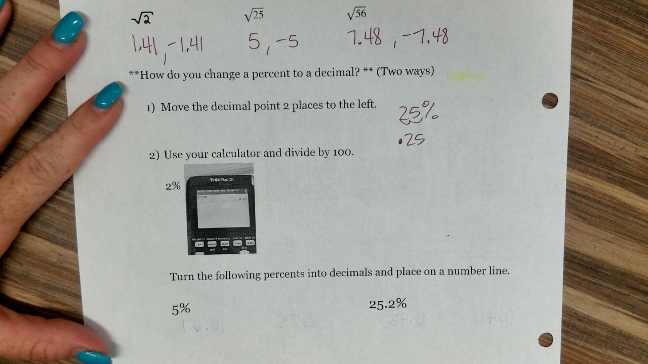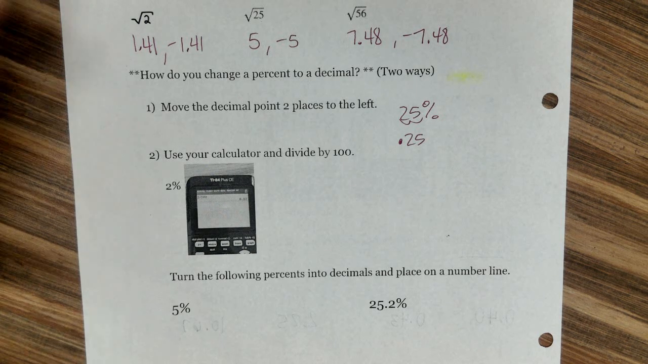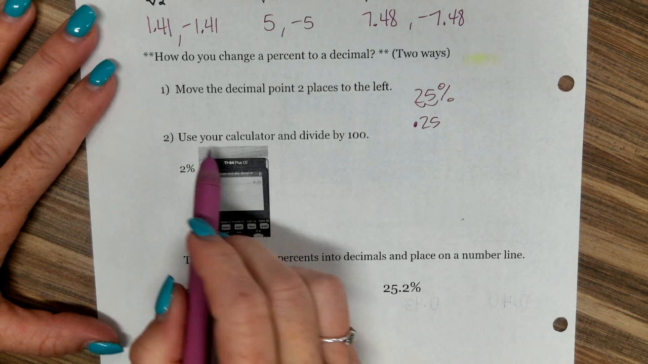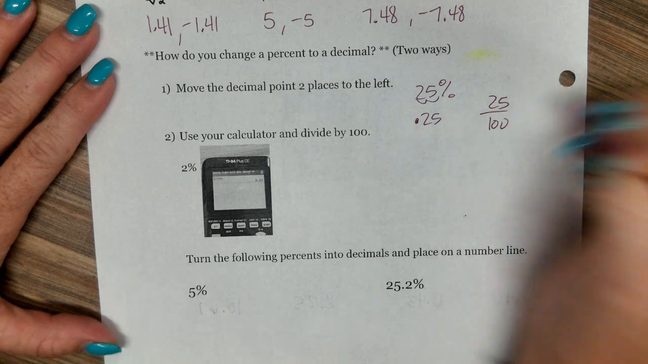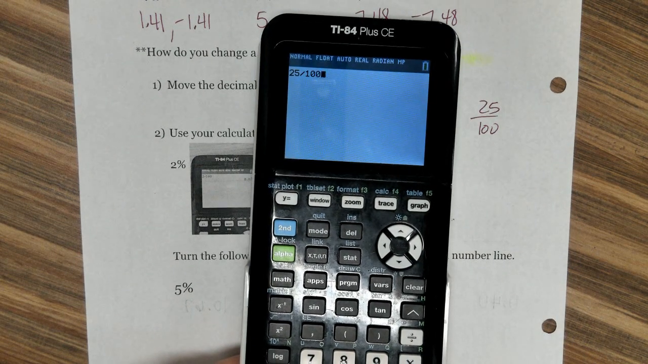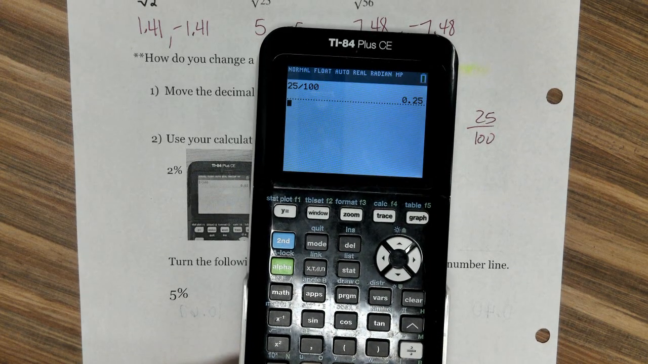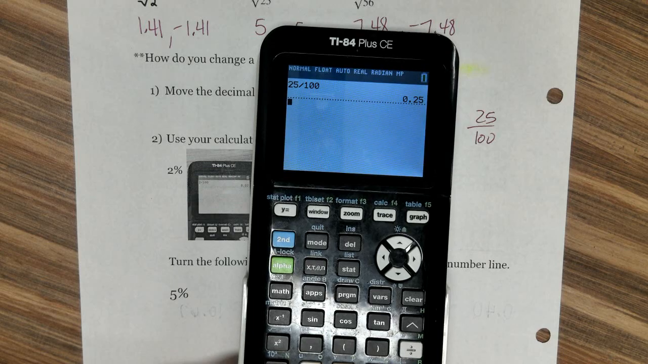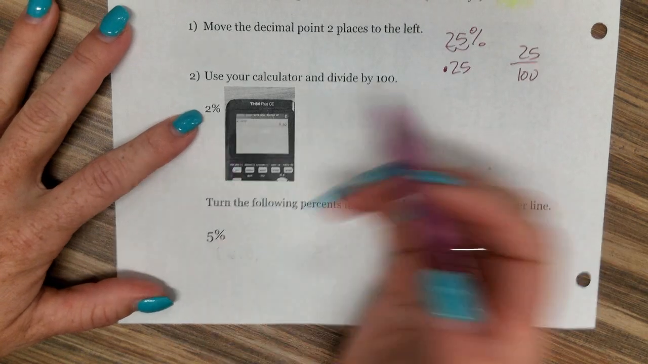Personally, that's how I do it. I don't use my calculator because I can count 2 places. Are y'all with me? But if you struggle with this, just put it over 100. So everybody look. What is 25 divided by 100? 25 divided by 100 is 0.25. It moves the decimal for you 2 places to the left. Are y'all good?